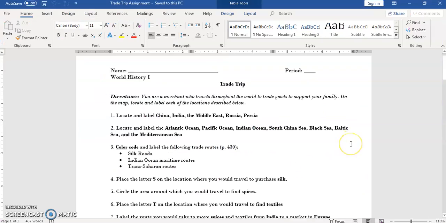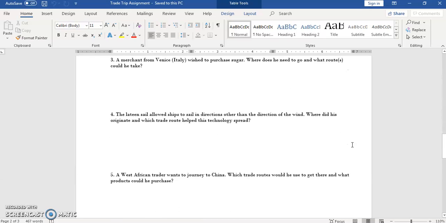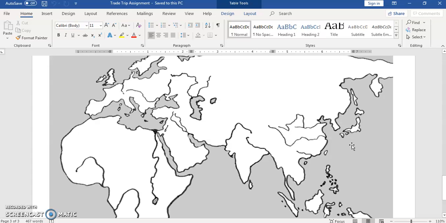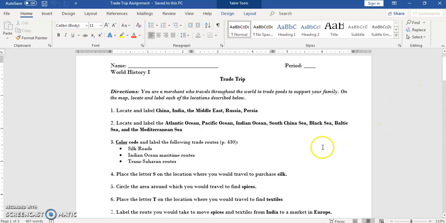So the trade trip assignment has 3 pages. There's a directions page, a questions page, and then a page with a map. A lot of this assignment is going to ask you to label some things on a map. So if you go to the directions, it says, you are a merchant who travels throughout the world to trade goods and support your family.